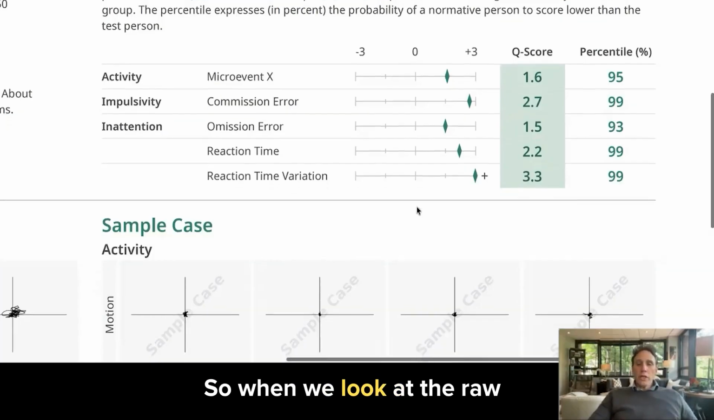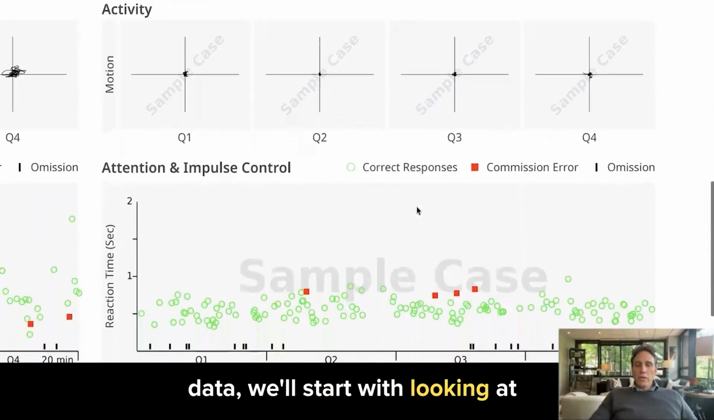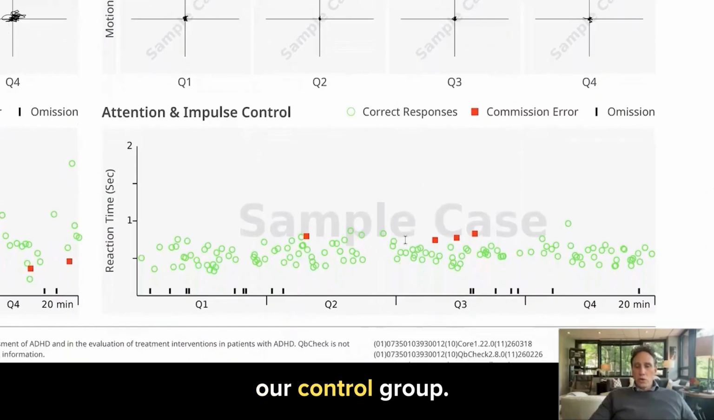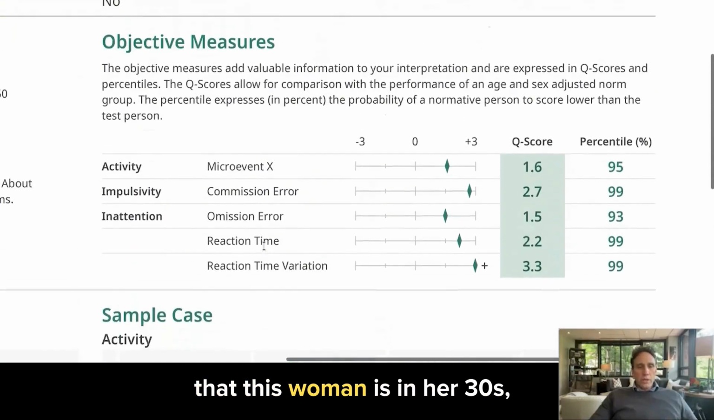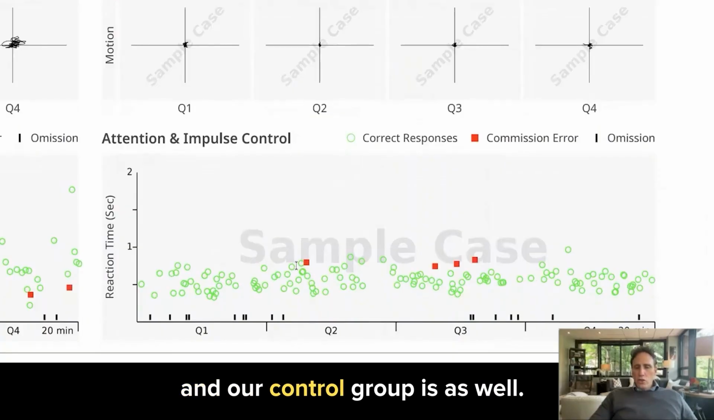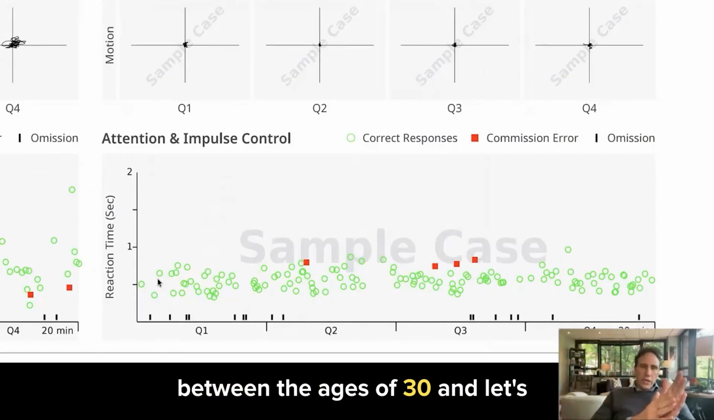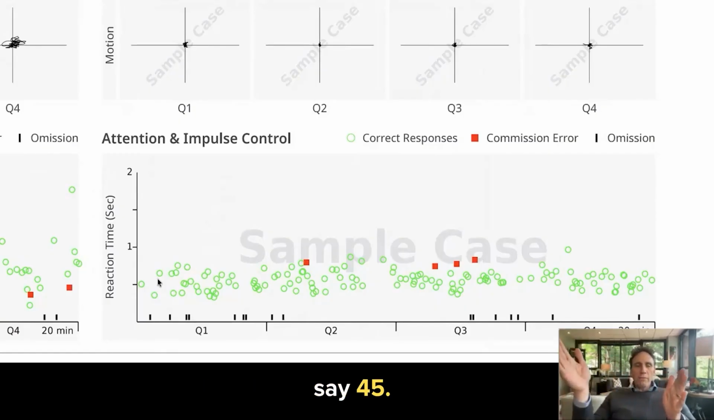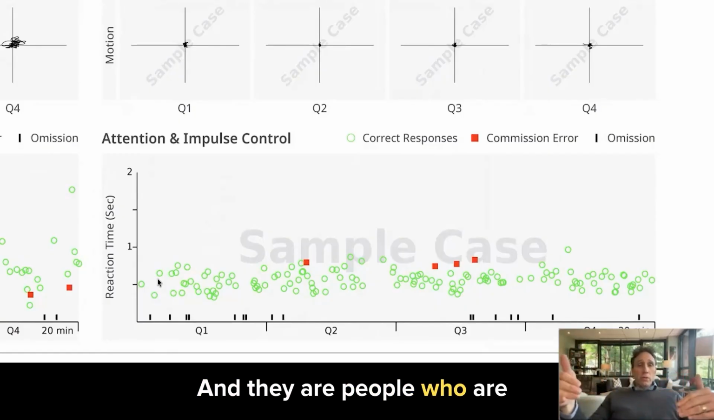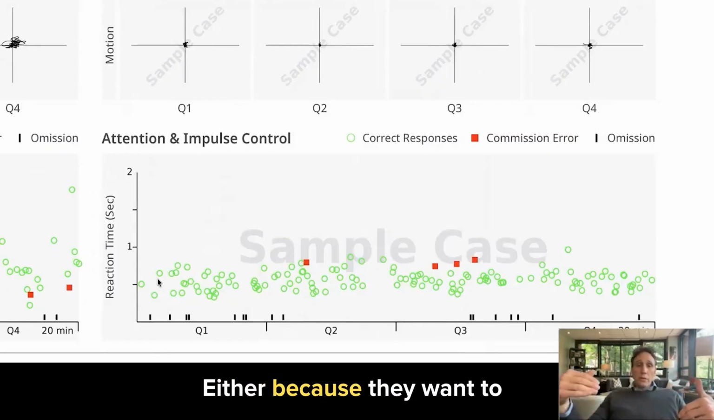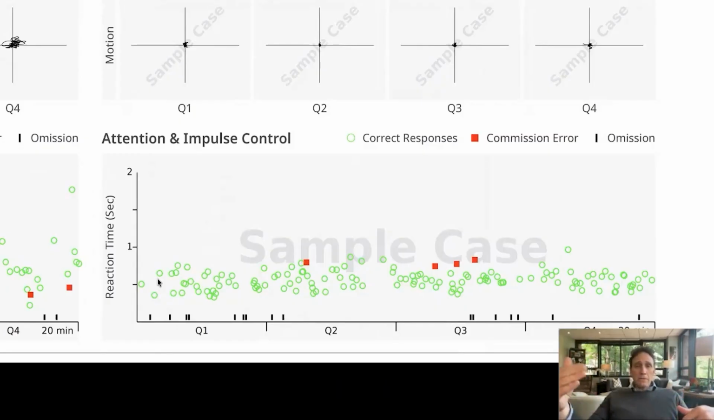Okay, so when we look at the raw data, we'll start with looking at our control group. So in this case, we know that this woman is in her 30s, and our control group is as well. And so the control group is this group of women who are between the ages of 30 and let's say 45. And they are people who are volunteering, right? Either because they want to make a little bit of money volunteering, or they just love science.